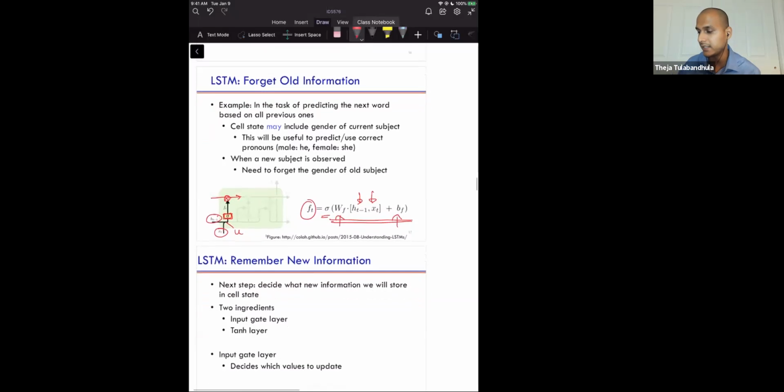There's just some interpretability statements here, which is that, for example, the cell state may include the gender of the current subject, right? So let's say the current subject is a male, then let's say the gender is remembered in that vector CT minus 1. Now, when a new subject is encountered in the sentence, then you need to forget the gender of the old subject. So if you can ascribe one of the coordinates to be related to the gender, maybe high means male and low means female, maybe this is a mechanism to control that.